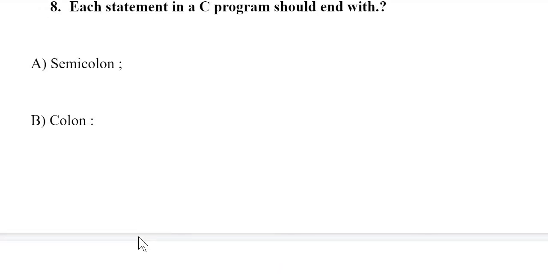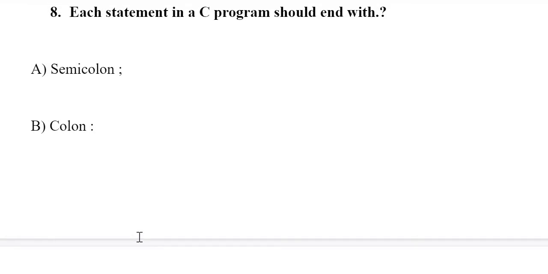Next is, each statement in C should end with, okay. So this is one of the important questions for theory also. It's like, why we put a semicolon at the end of every C statement, okay. That question I'll be covering in the theory portion. So the correct answer is semicolon. So colon no, period no, none of the above no, okay.